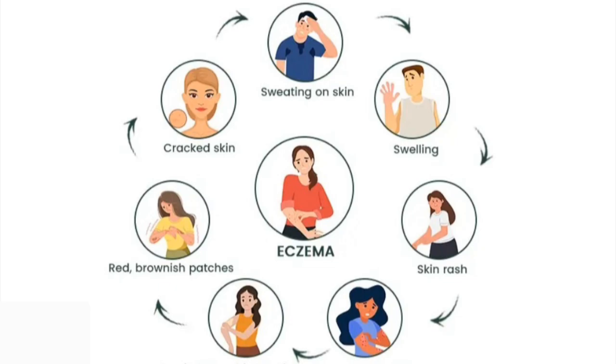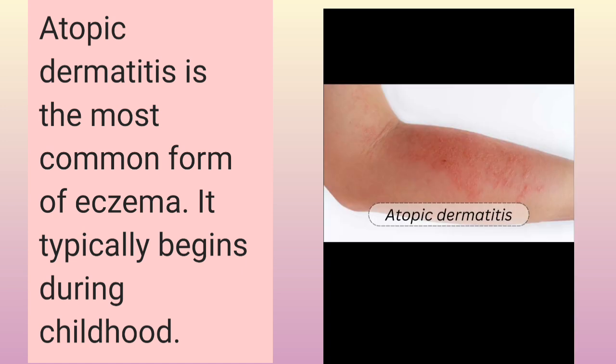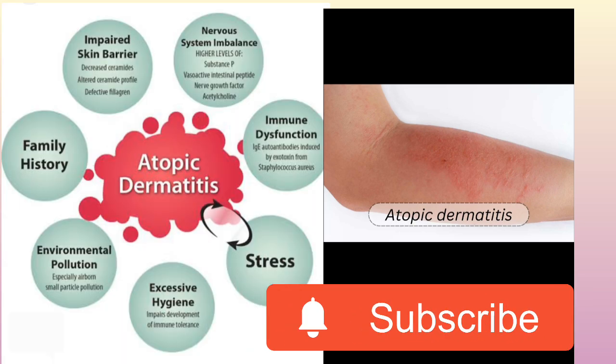The first is atopic dermatitis. Atopic dermatitis is one of the most common types of eczema, and it is typically seen in children, and it is characterized by intensely itchy, dry, red patches that form on the cheeks, arms and legs.